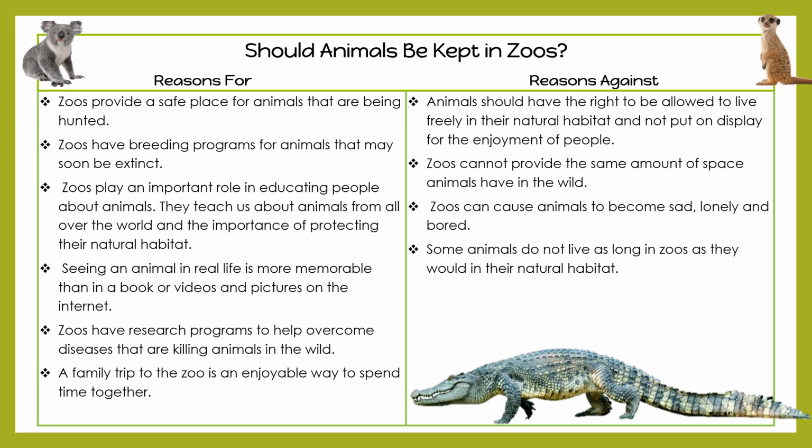Zoos provide breeding programs for animals that may soon become extinct. And by extinct, that means that you won't find them living on the planet anymore. Zoos play an important role in educating people about animals. They teach us about animals from all over the world and the importance of protecting their natural habitat. By that I mean where they live.